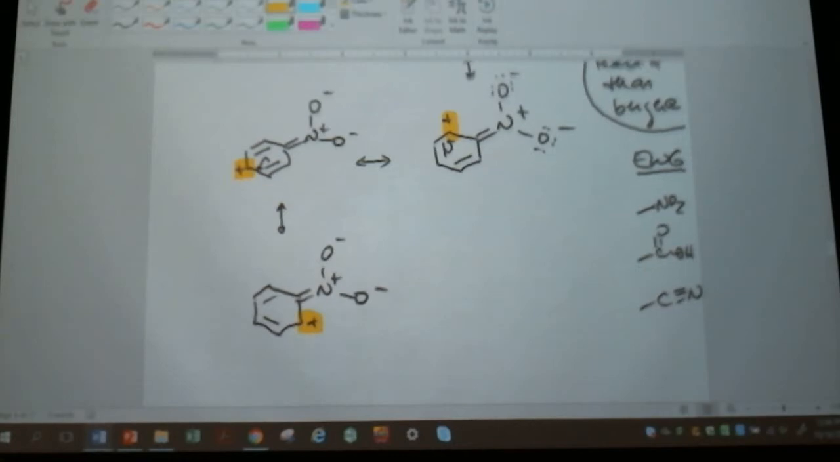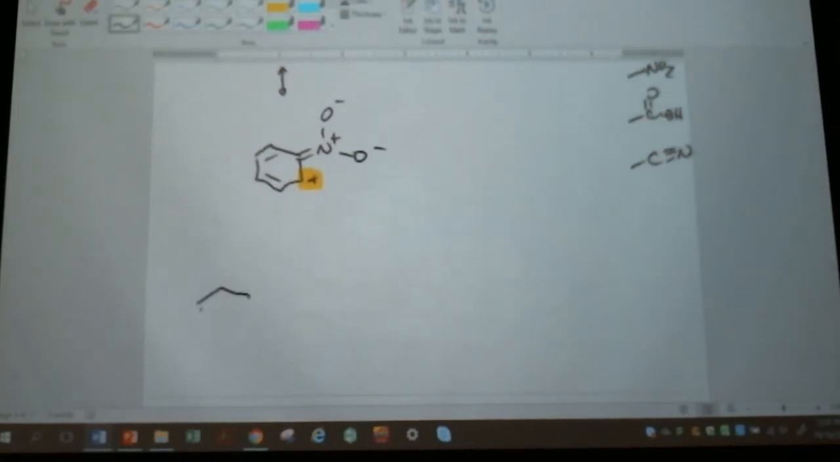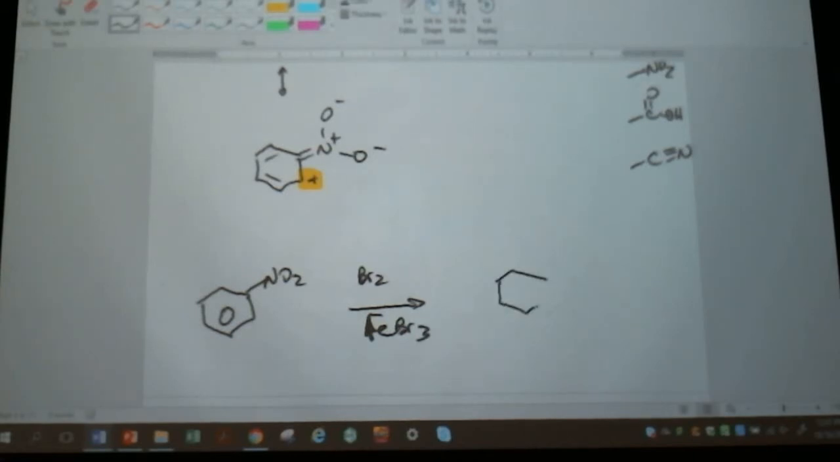So if I start with a deactivating group, and now I try to brominate, I will selectively brominate at the meta position, because it's less deactivated. Okay? So you have activators and deactivators. You have ortho-para directors or meta directors.